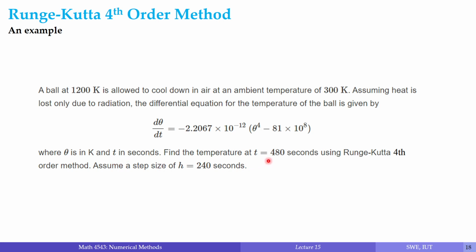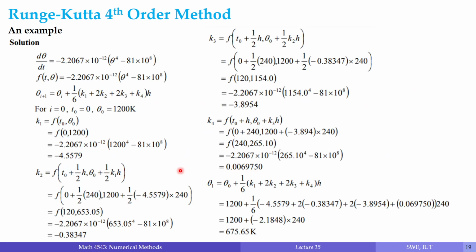The question asks us to find the value of the temperature theta at t equals 480 seconds. This time, instead of using the RK2 method, we will use the RK4 method. The step size is the same as before. We'll use 240 seconds as our step size.